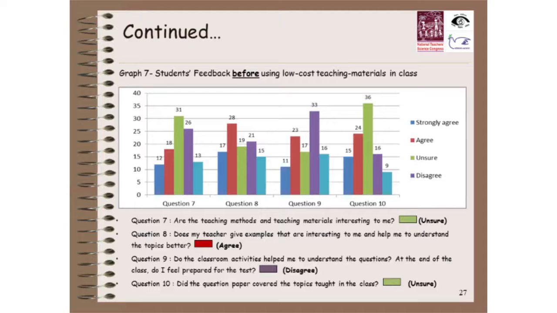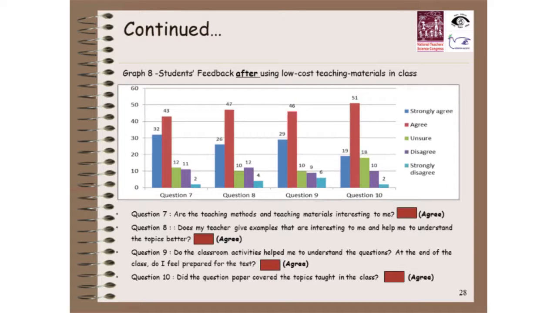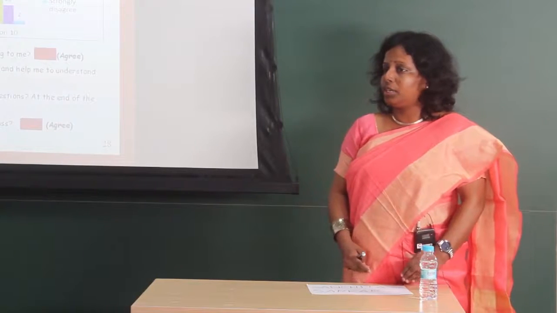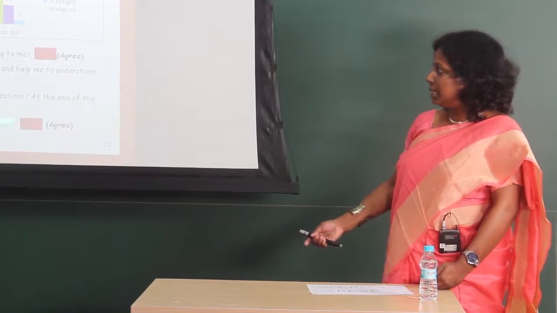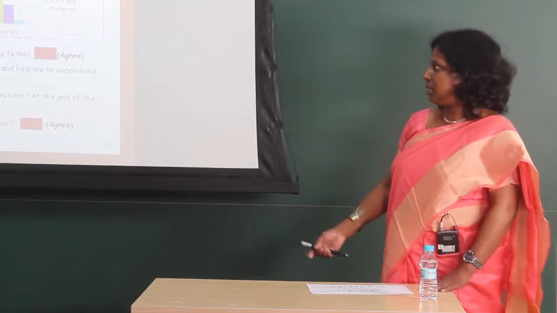The last 4 questions for the students are about the teaching method, and questions number 7 and 8 tell about whether they are finding the subject interesting. Before the procedure, the students did not find the teaching methods very interesting, whereas they found that the examples are quite enough for them to understand. After using the teaching aids, we find a very positive response, where students agreed that they are understanding the key concepts, as well as they are more confident when they are sitting for the exam, because according to the last question, did the question paper cover the topics? This says that the students were more prepared for the test.